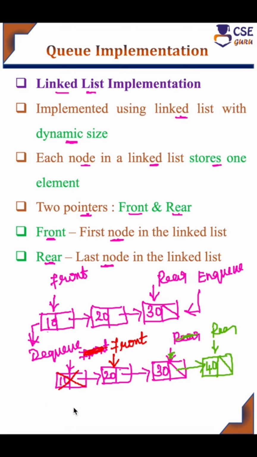And here the peek operation also we can implement. What do you mean by peek or front operation? Similar to the array implementation, it will return the front element in the queue linked list. The front element here is 20. So the peek operation or front operation will return 20. So these are all the basic operations we can perform with a linked list: enqueue, dequeue, front or peek.